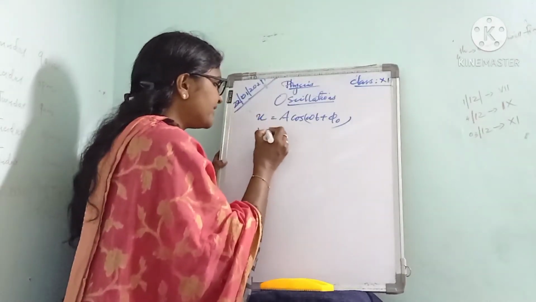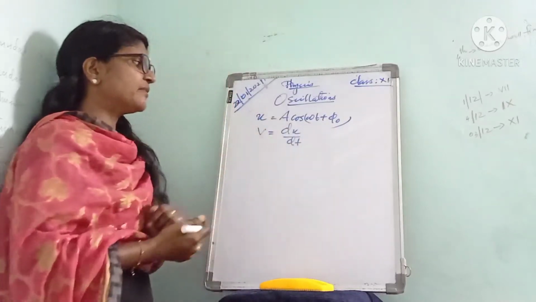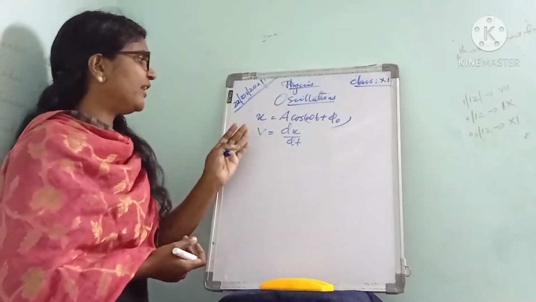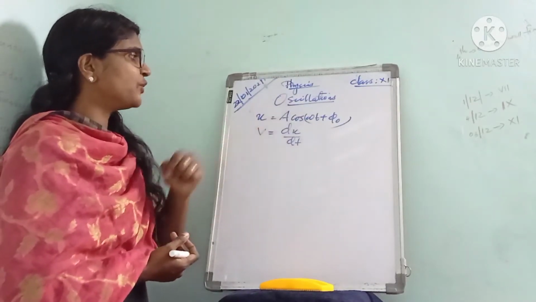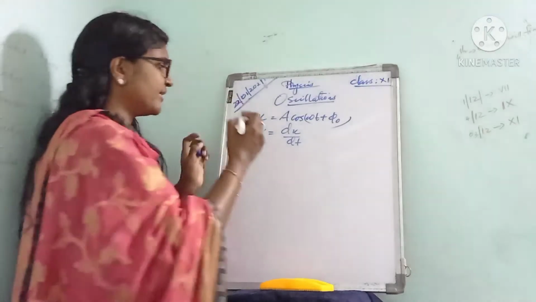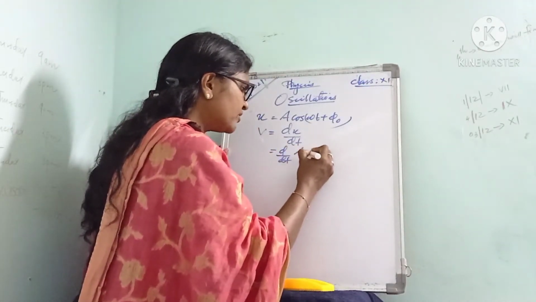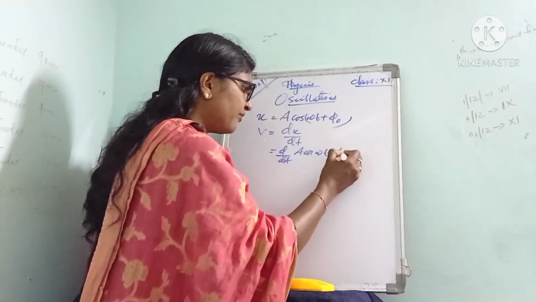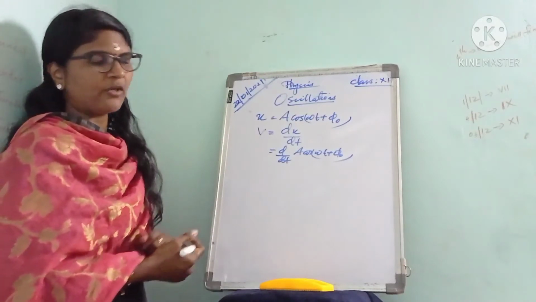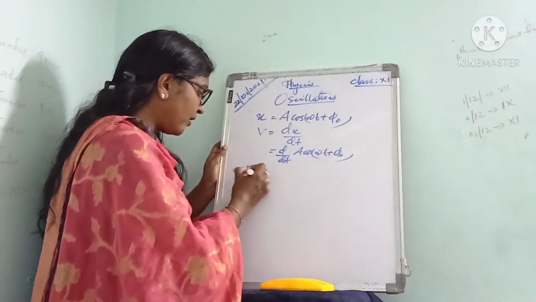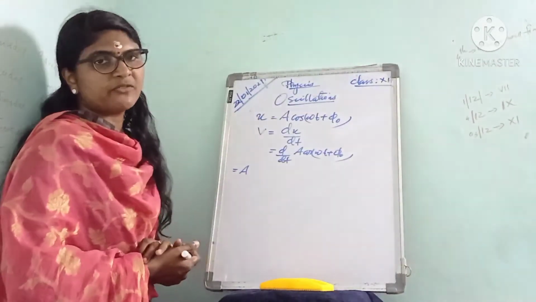You know what velocity is? v equal to dx by dt. Rate of change of displacement is velocity. Then instead of x we can substitute A cos(omega t plus phi 0). That is equal to d by dt of A cos(omega t plus phi 0). A is constant, that is taken outside, and differentiation can be applied to cos(omega t plus phi 0).